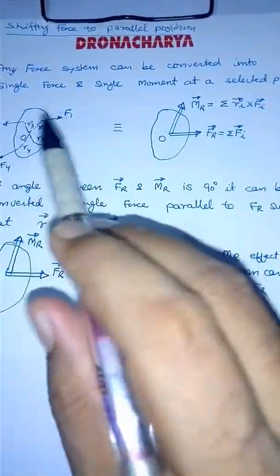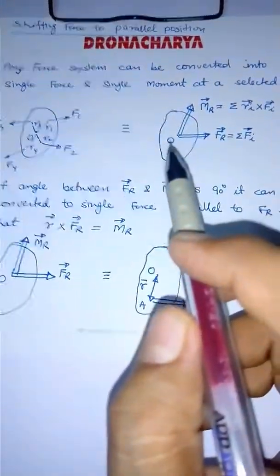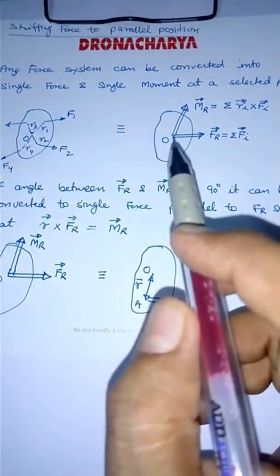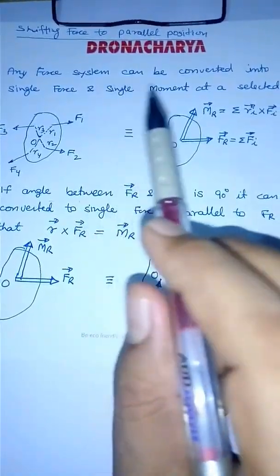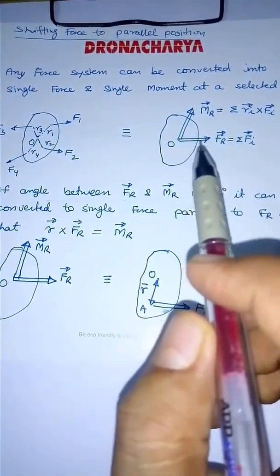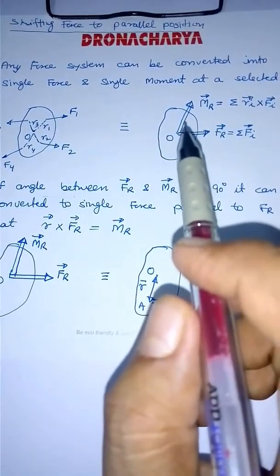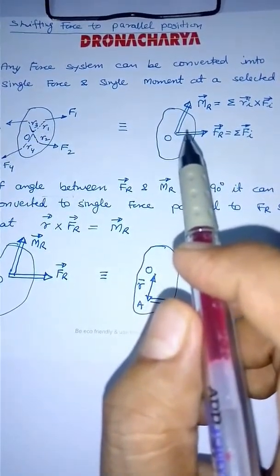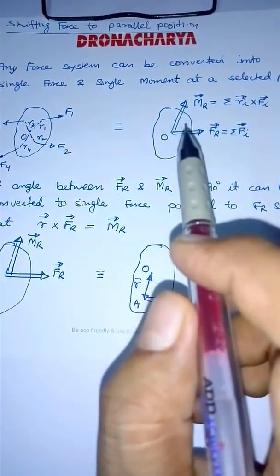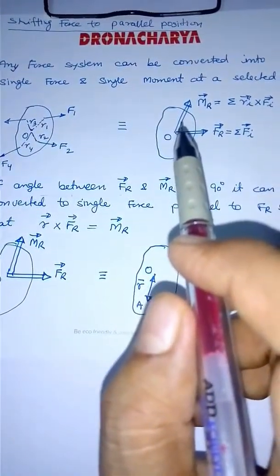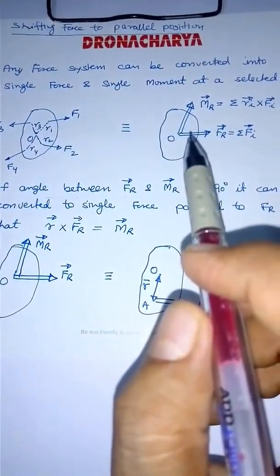So the net effect of this is one translation and one rotation at the selected point O. That is, we can convert any kind of force system into a net translatory effect and net rotational effect. Now, if the angle between the resultant force vector and the resultant moment vector is 90 degrees, then this system can further reduce to a single force.